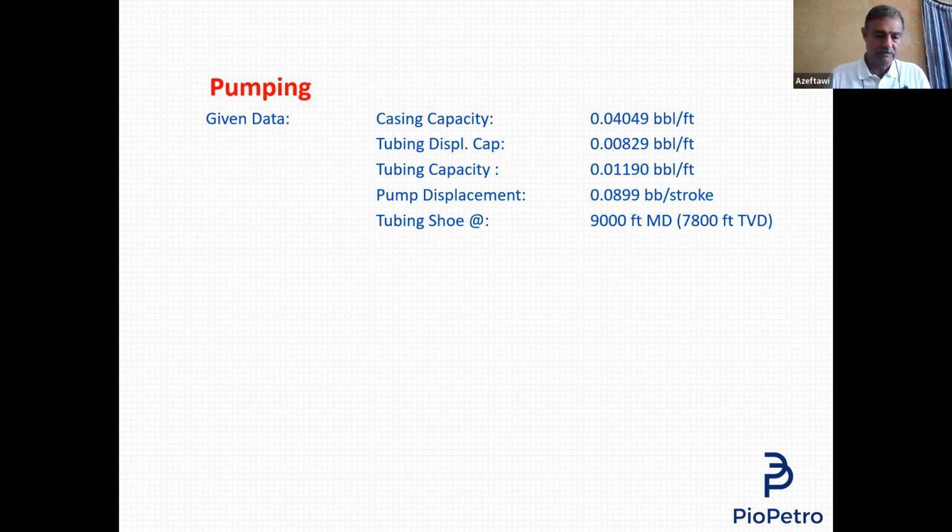Before we start, I have a very simple question for you to answer first. Please tell me what's the difference between tubing volume and tubing displacement volume. Again, I need the difference between tubing volume and the tubing displacement volume. Let me see your answers.